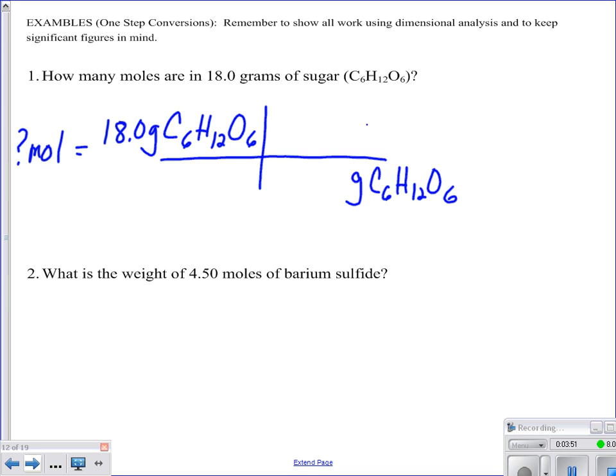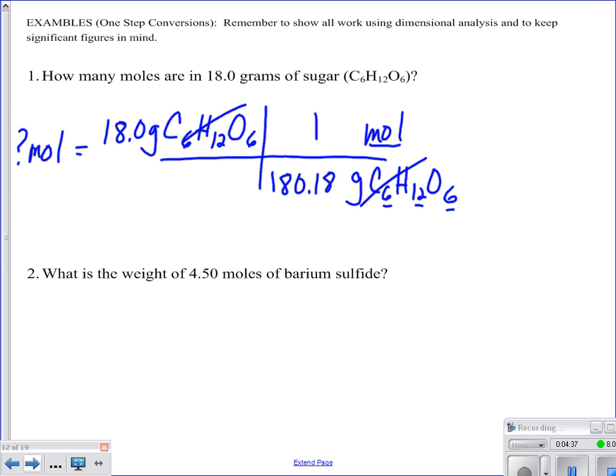We can go directly to moles because we know that 1 mole of any substance is equal to its weight in grams. So I look at my periodic table and I see 6 times 12.01 for carbon plus my 12 times 1.01 for hydrogen plus my 6 times 16 for oxygen. That's what we did last unit, calculating that formula mass, gram formula mass, molar mass, whatever you want to call it. You add it all up, and you get 180.18 grams of sugar.